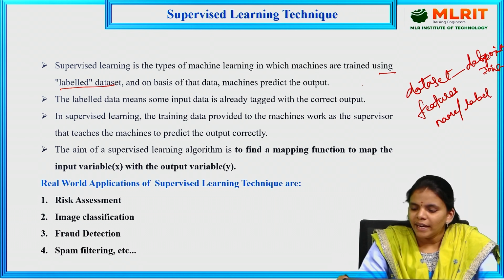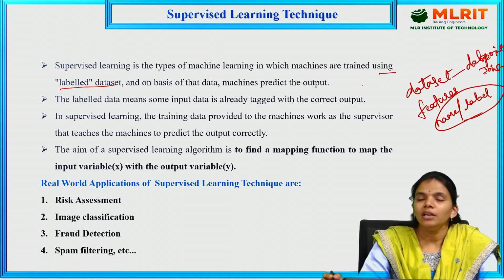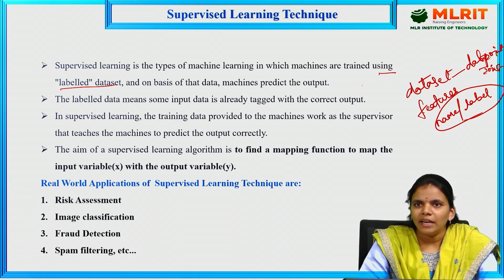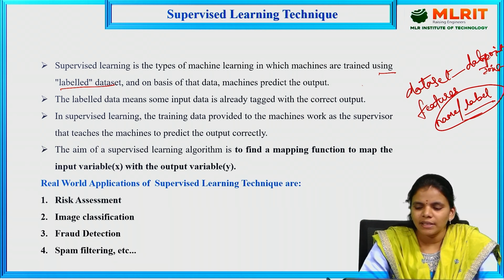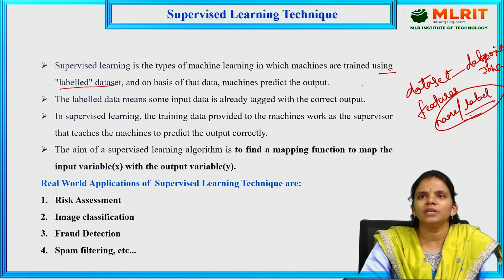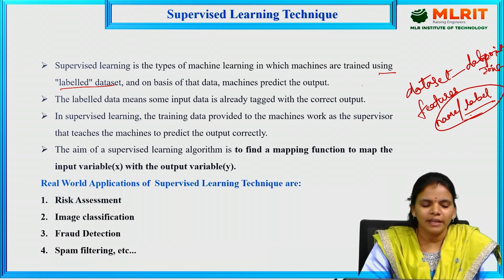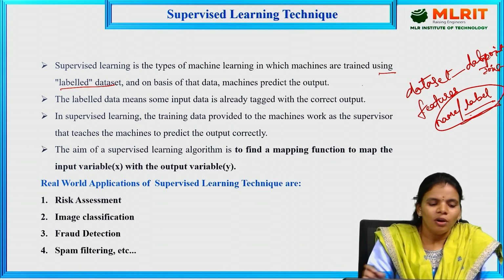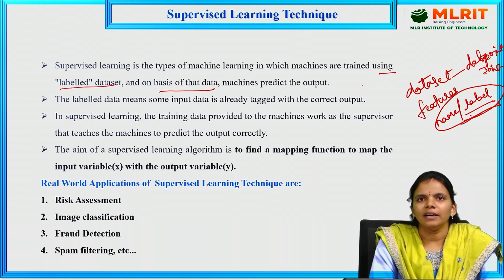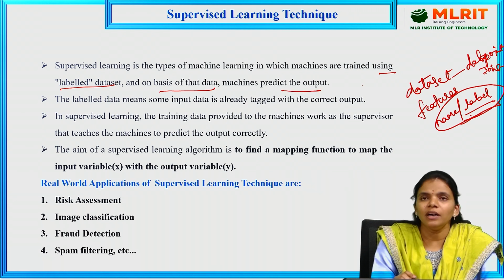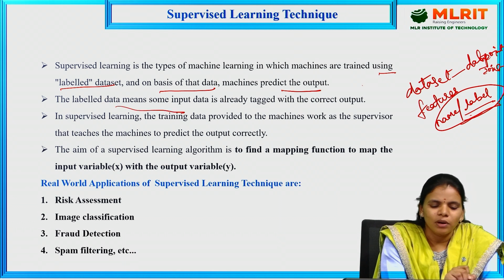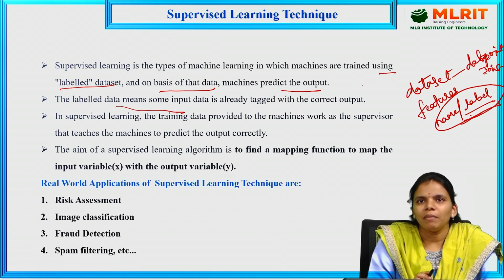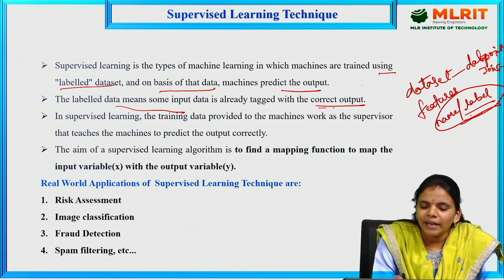So in the data set, those data points are already labeled or named. This type of data set is called a labeled data set, and it is used for training your system. This type of learning is called the supervised learning technique. On the basis of that labeled data, the machine will predict the output for new or unseen data. So what does labeled data mean? Some input is already mapped or tagged with the correct output name.